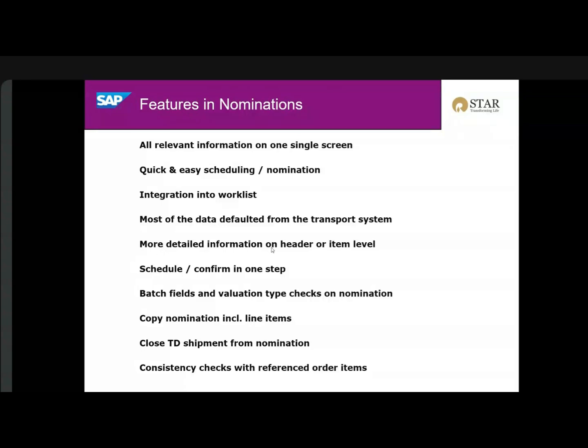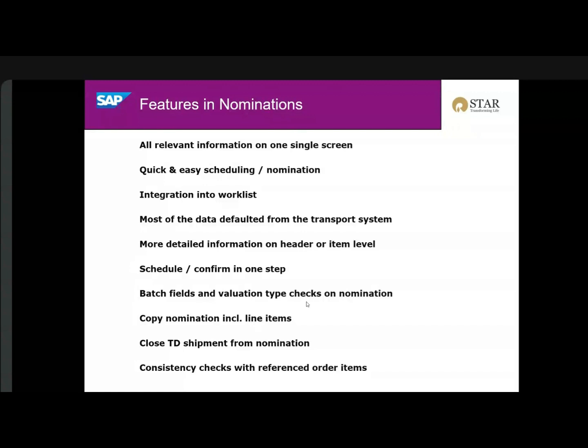More detailed information on header or item level. There are so many tabs. You can have many numbers, and even use some of the fields. If you want to fill up those fields with your own data, that enhancement you can use. Schedule and confirm, there is only one button. You click on that, then it will be confirmed.